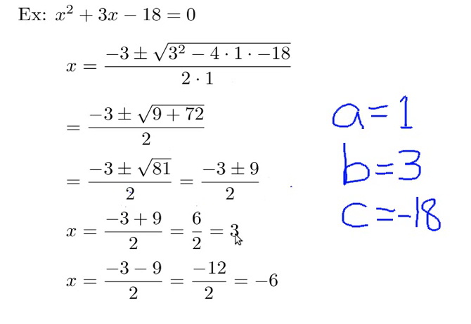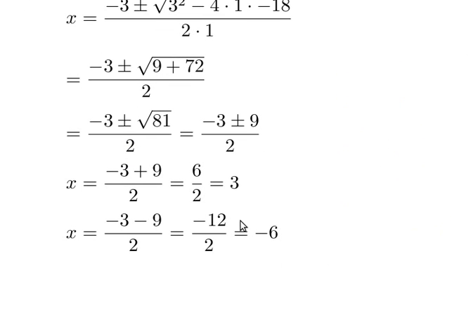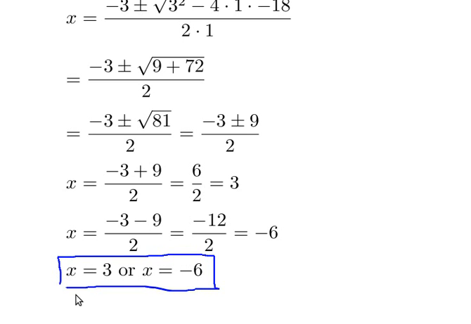So that means our two answers are... You know what? I'm done with that. I don't know why I kept it up there. So I'm going to clean up my answer just a little bit, just to put it in the form of an answer. So we have x equals 3, or x equals negative 6. So this is going to be our final answer. And this is the new way to do it, using the quadratic equation.